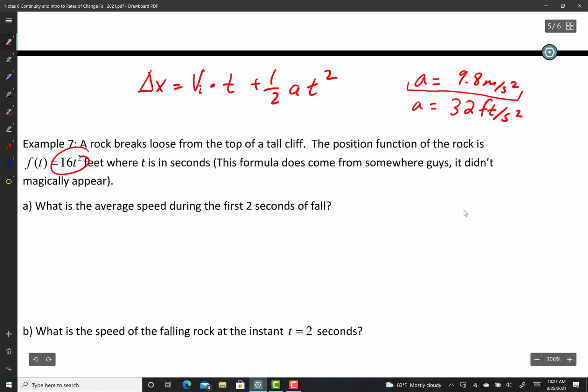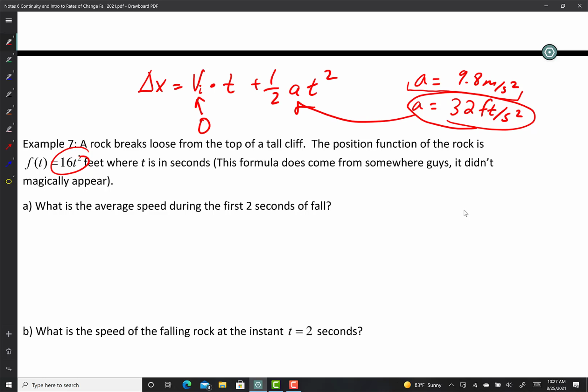Well, if initial velocity is 0, and we're using 32 feet per second because we're in America, that was a joke, but it wasn't funny at all. Half of 32 is 16, and that's where the 16t squared came from.